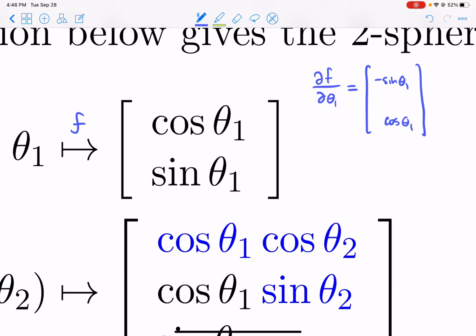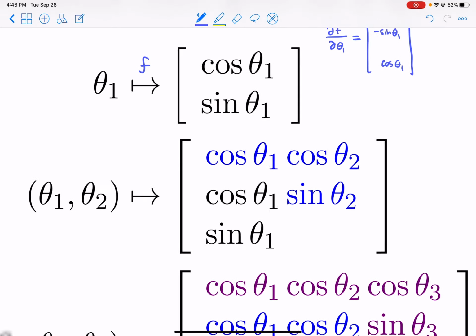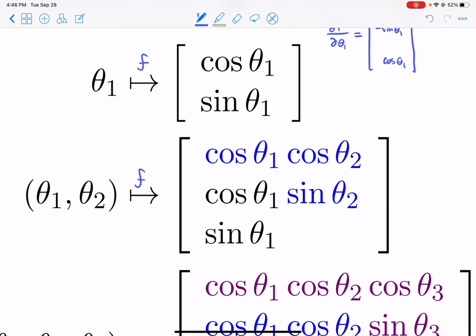So that's partial f partial theta 1. Okay, let's try this one. Here, this is parameterizing the sphere. So let's do partial f partial theta. Well, I have two inputs. I could say partial theta 2, or no, let's do partial theta 1 again. So this is a constant because we're partialing with theta 1. It's like 4. And so it's just negative sine theta 1 times the constant.